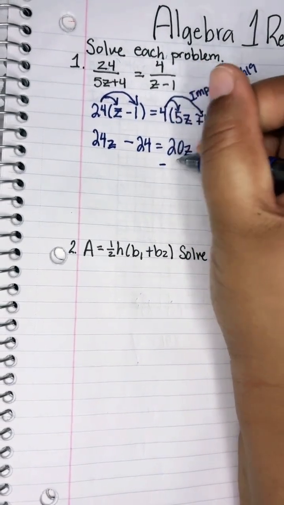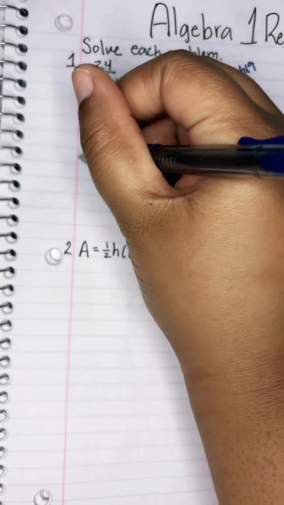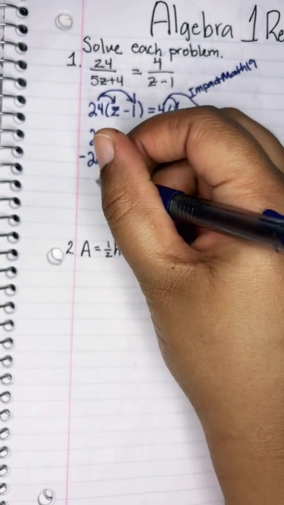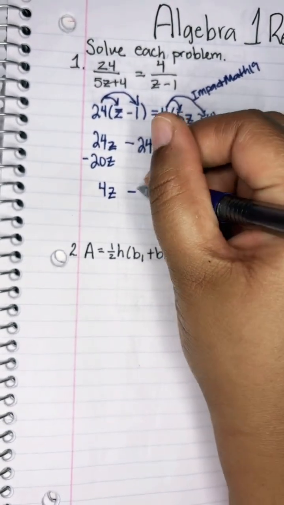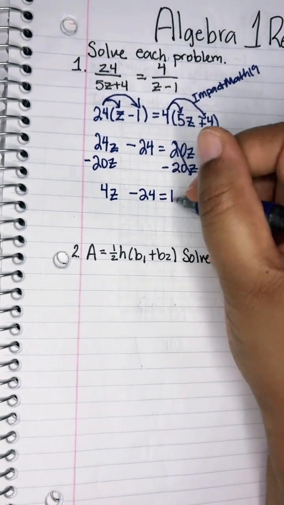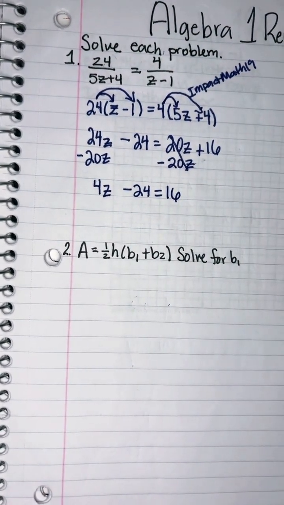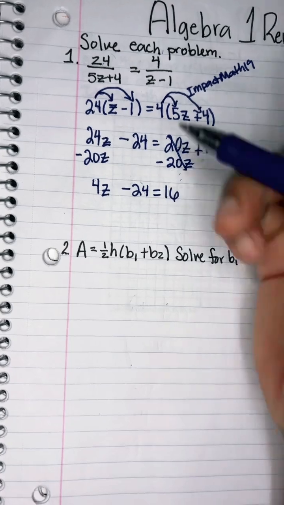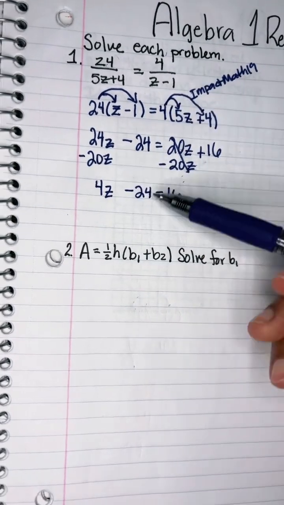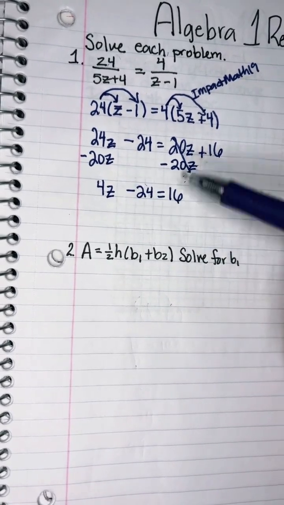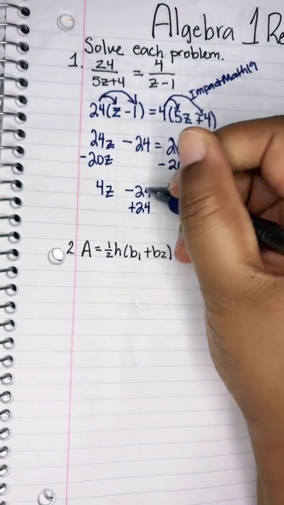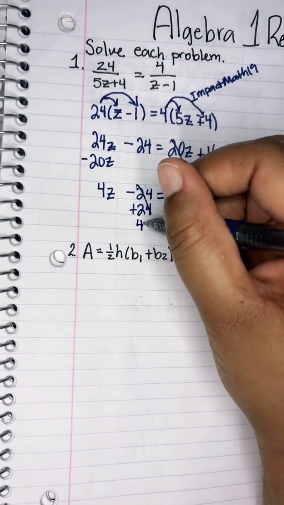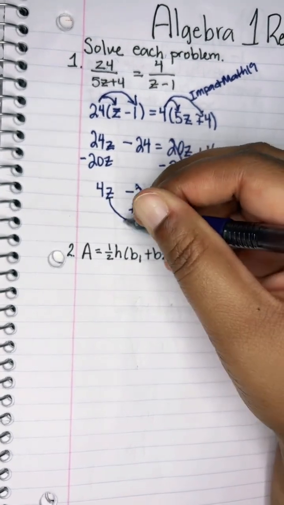So I'm going to get rid of this positive by subtracting 20z. Okay. So 24 minus 20 is going to give us 4z minus 24 equals 16. And since I moved my z over here, that means I have to move this number to the other side. I'm going to do that by plussing, because opposite of minus, 24. And then 4z, we're going to drop down this here.